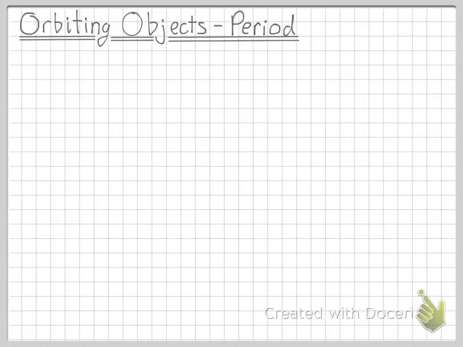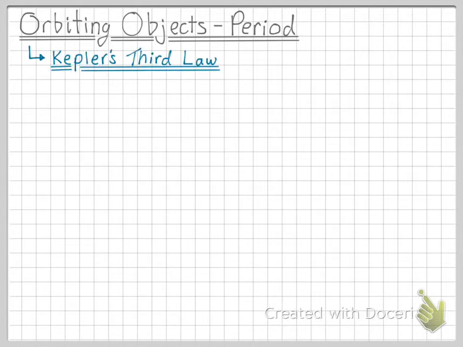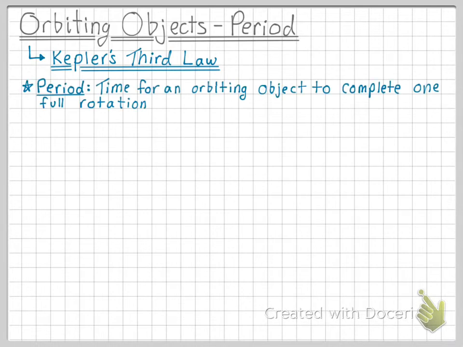This video briefly covers how to calculate an orbiting object's period. This is also known as Kepler's third law. It is also important for us to define what an orbiting object's period even is, and it is the time that it takes for an orbiting object to complete one full rotation. So for example, the period of the Earth around the Sun is commonly known as a year.